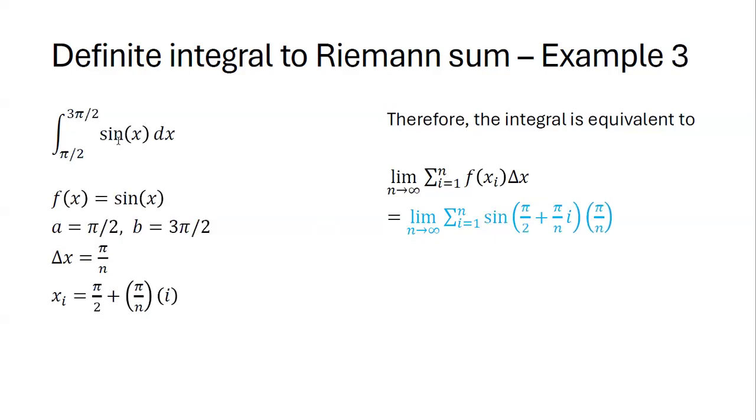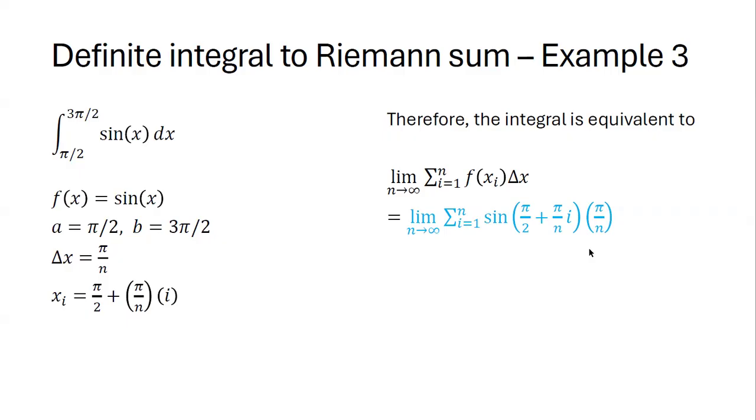Okay, example 3, here's a trig function, integral from pi over 2 to 3 pi over 2 sine of x dx. Our function's f of x, a is pi over 2, b is 3 pi over 2, delta x is b minus a over n, so 3 pi over 2 minus pi over 2, that is 2 pi over 2, which is just pi, so pi over n is our delta x. And x sub i is a plus delta x times i. That's right here. Okay, plug in the pieces. I won't say everything. Here it is.